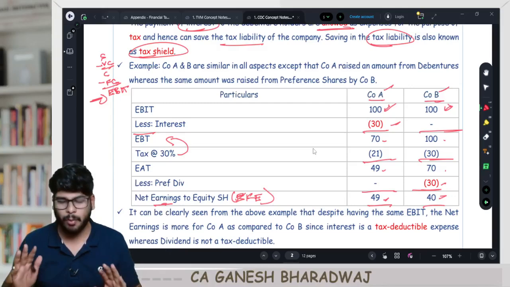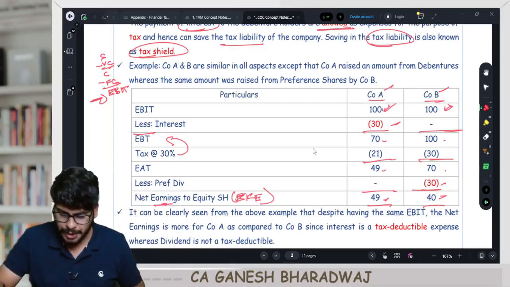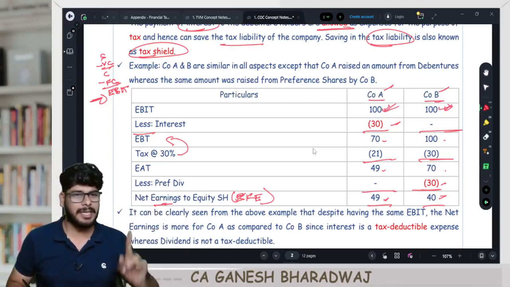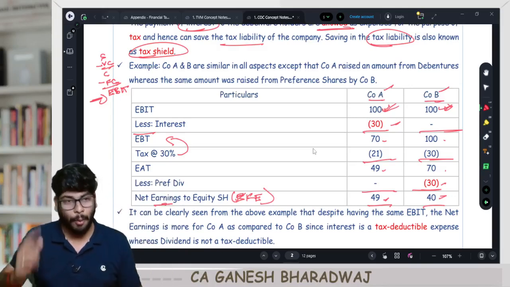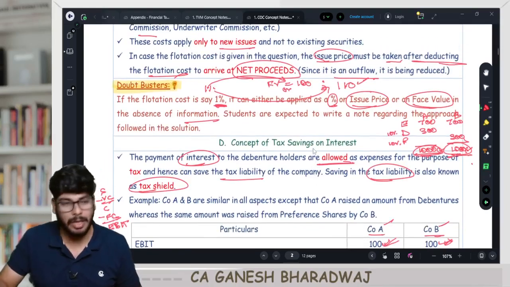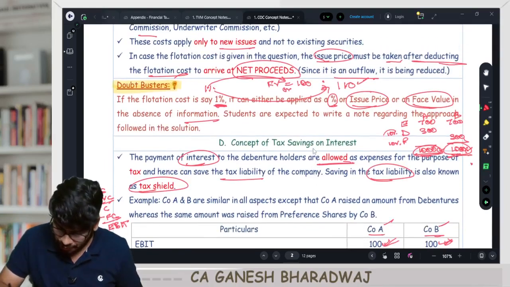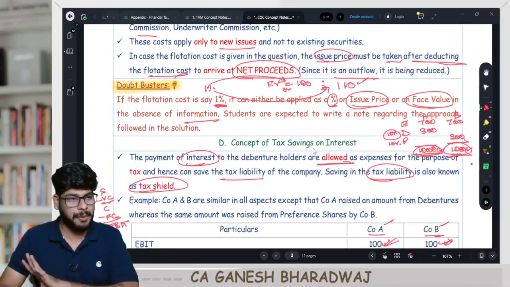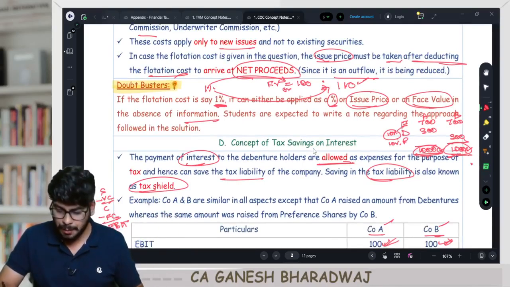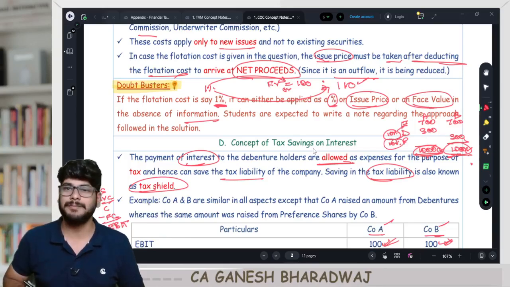Clear with this? What happened? Both the companies are similar in all respects. They started with the same starting point. Number two, both the companies raised the same total amount. And the only difference was that company A raised from the debt route, while company B raised from the preference route. But both the companies had the same cost of 10%.